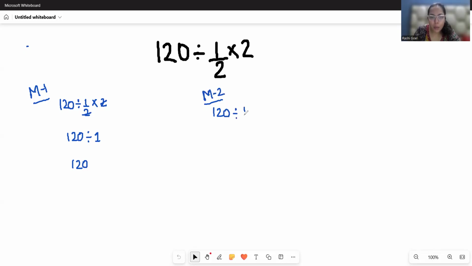120 divided by 1/2 times 2. As per the BODMAS or PEMDAS rule, if we solve it from left to right, so it's 120 divided by 2 or 120 divided by 1/2. Is it the same or a different thing? Yes, both are different things. This gives you 60, which is wrong.